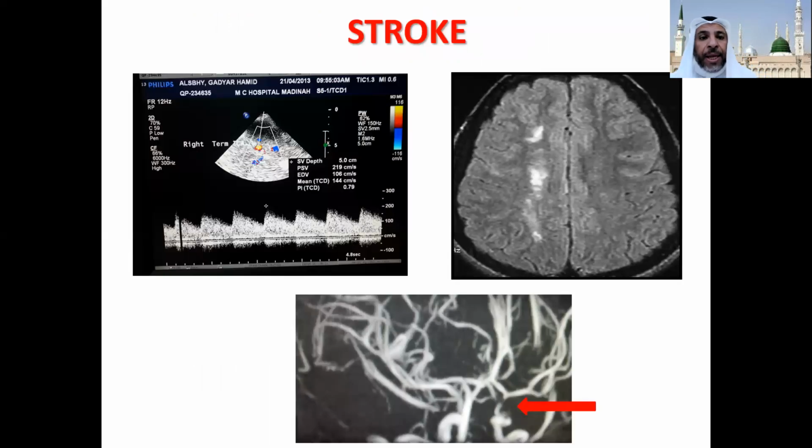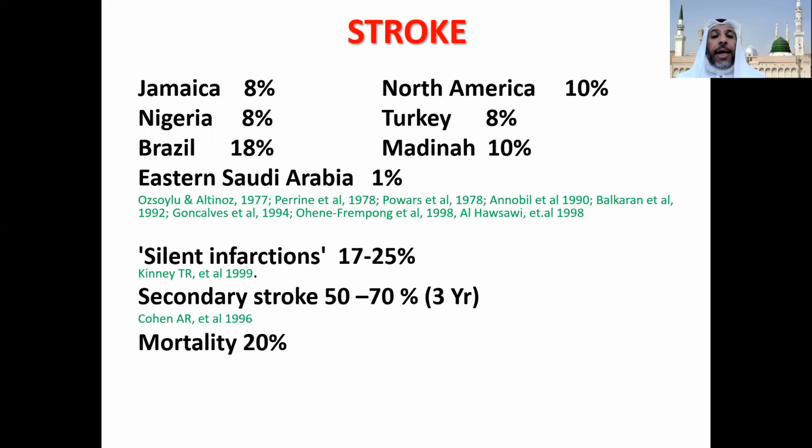Stroke is a catastrophic sickle cell anemia complication, and it differs from type to type and country to country. For example, in Brazil, they have reported that 18% of their sickle cell anemia patients have stroke. In Medina, we have reported 10%, while our friends in the Eastern Province have reported 1%. Don't forget that in the Eastern Province of Saudi Arabia, they have Arab-Indian sickle cell anemia.